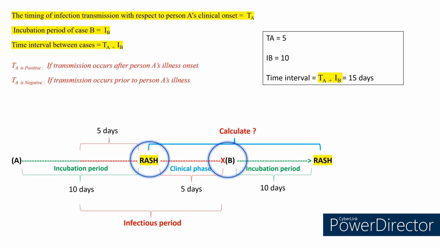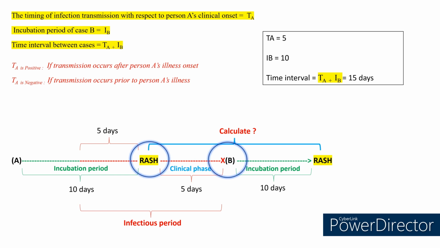Okay. So the first circle on the rash is nothing but the person A's clinical onset, right? Because person A got some exposure and he took 10 days to develop the clinical sign, that is rash. So that is called person A's clinical onset. So we will take that as a reference point and we'll see the timing of infection transmission with respect to person A's clinical onset. So now see, when did the transmission occur? It occurred 5 days after rash, right? I have circled it again of B. So just see the duration. We'll take the rash as a reference point and we'll see the duration. It's 5 days, right?